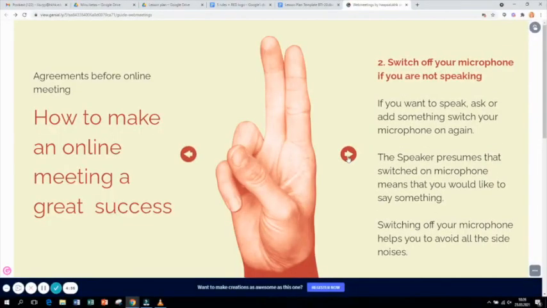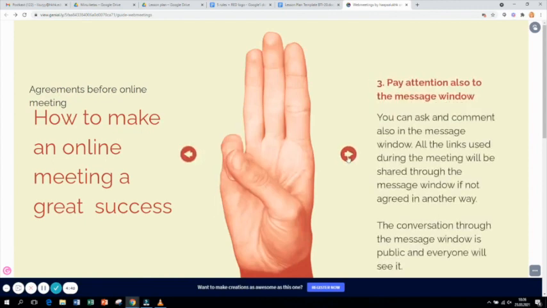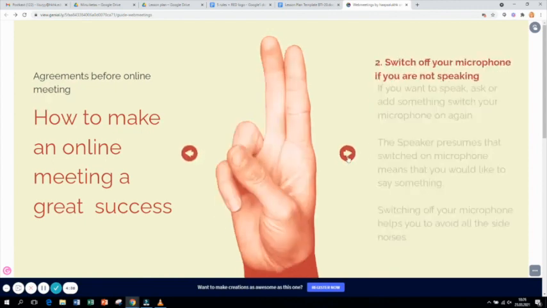Rule number 2 is to switch your microphone off and on. You have to switch it on before you start to speak, and you have to switch it off when you are not speaking. So it helps you to avoid all the side noises. If your microphone is not working, in that case, you can also use the lesson chat window.